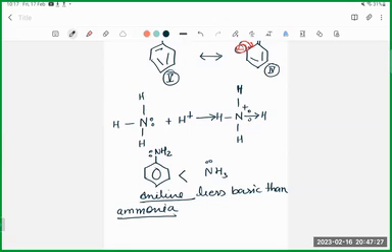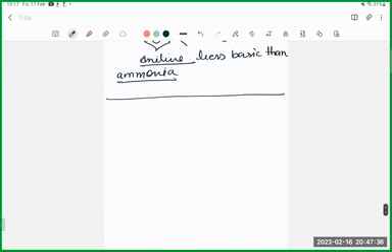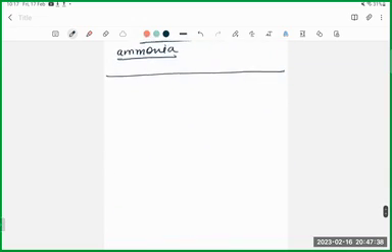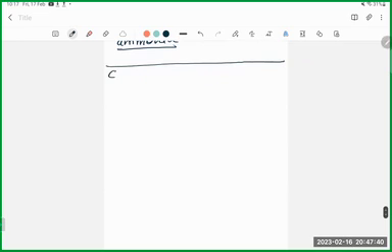Okay. Now let's do chemical properties. You have learned basic strength, let's do this now, the chemical properties. So here we go with the chemical properties. The most important chemical reactions will start with the carbylamine.